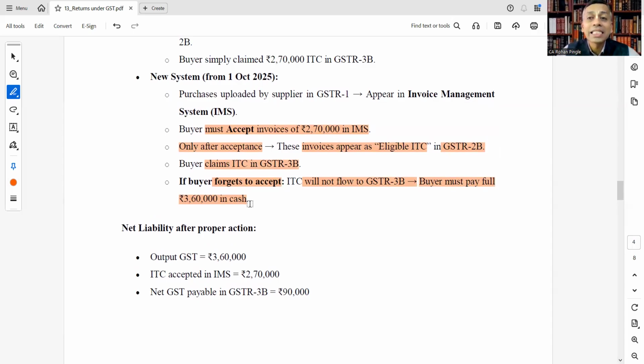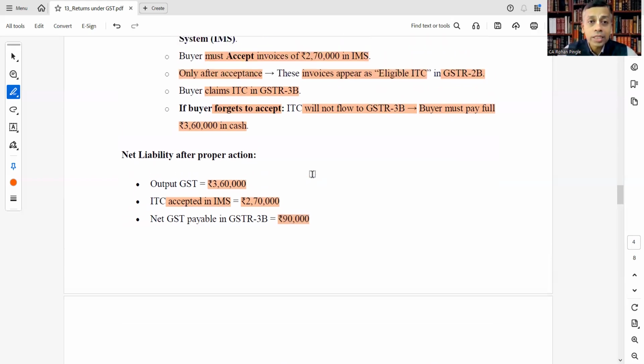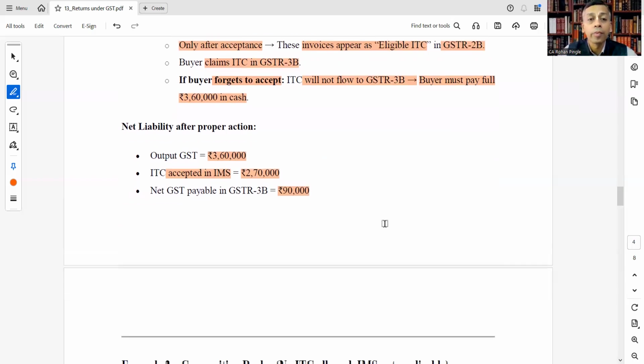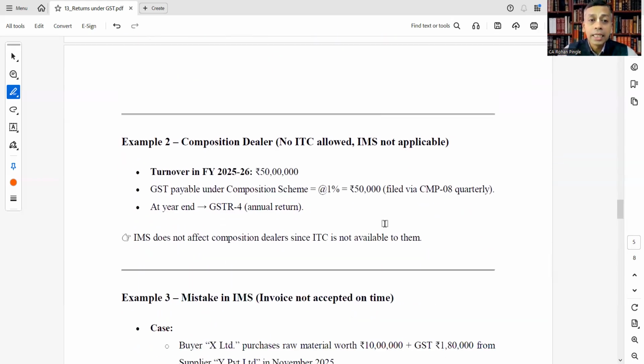You need to accept whatever credits you are getting on the portal. So net liability after proper action: output liability 3,60,000, ITC accepted in IMS, invoice management system, rupees 2,70,000. Net GST payable in 3B would be 90,000 if you accepted it. If you forget to accept it, then credit will not be auto populated as in the earlier old system. Let's see example 2.